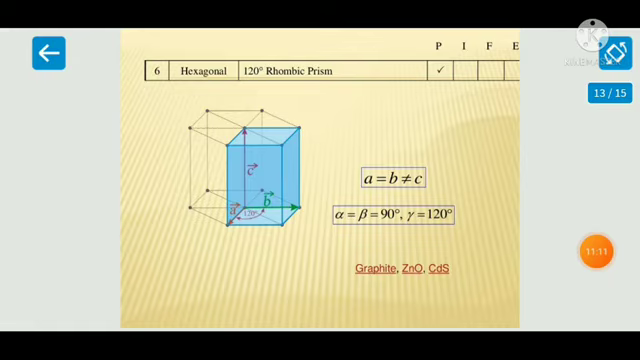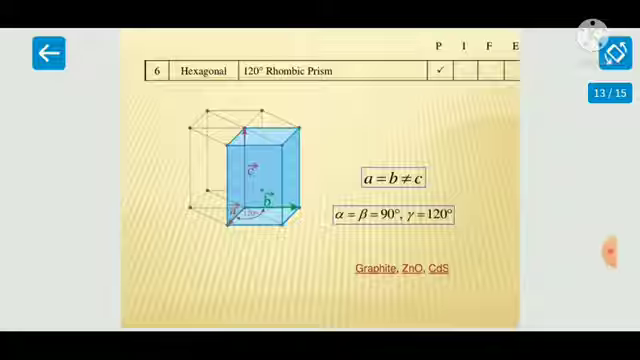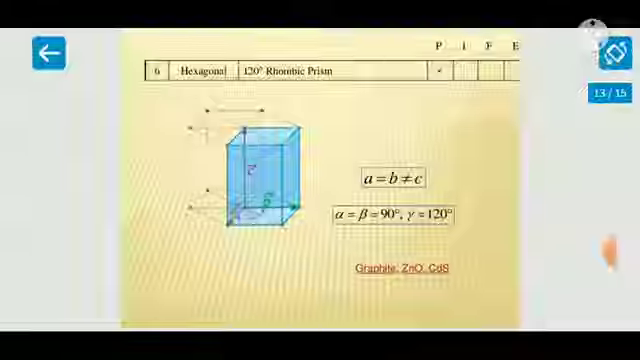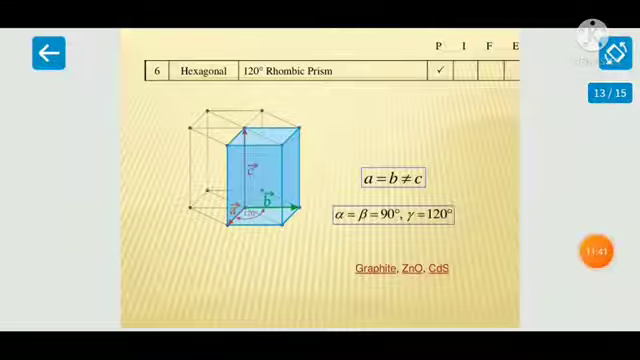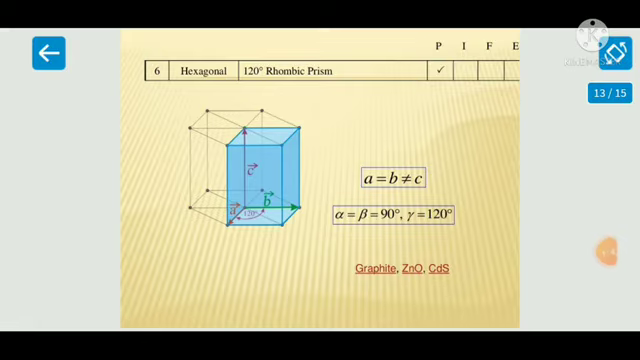See that this is hexagonal, a 120-degree rhombic prism. The rhombic prisms are used to displace a beam laterally without changing its direction. They may be coated to transmit part of the beam and produce two parallel and displaced emerging beams. Examples are zinc oxide and cadmium sulfate. See the face of this rhombic prism in hexagonal.